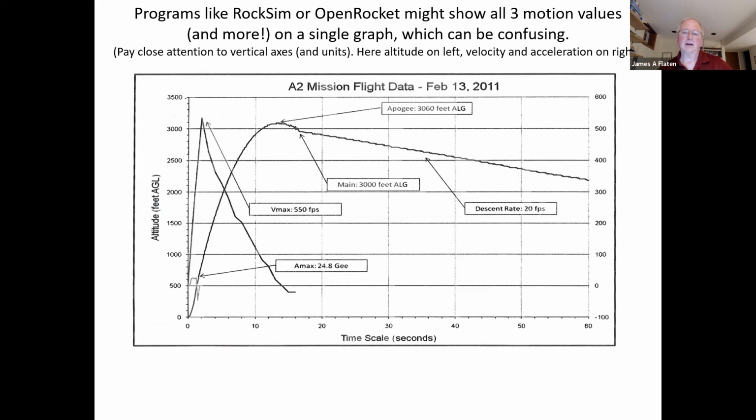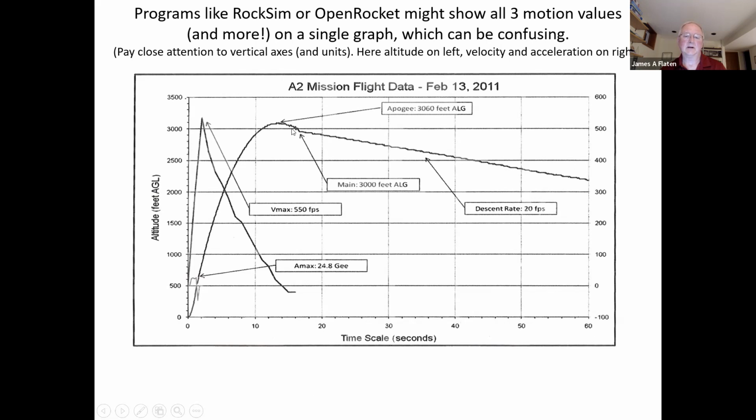So in this case, I see the main line that's in the middle. I'm not sure if you can see my cursor. If you can see my cursor, I'm circling it, but if you can't, the curved line that is curved over and it's labeled apogee 3060 feet above ground level, okay?